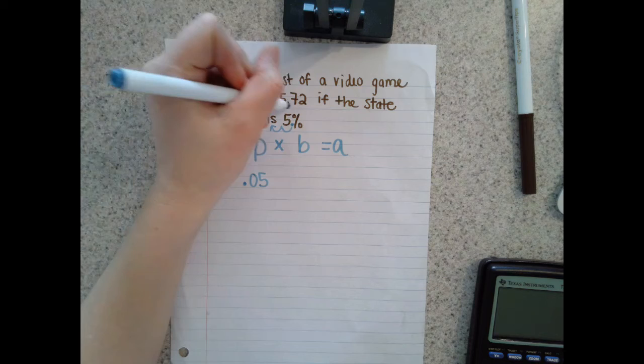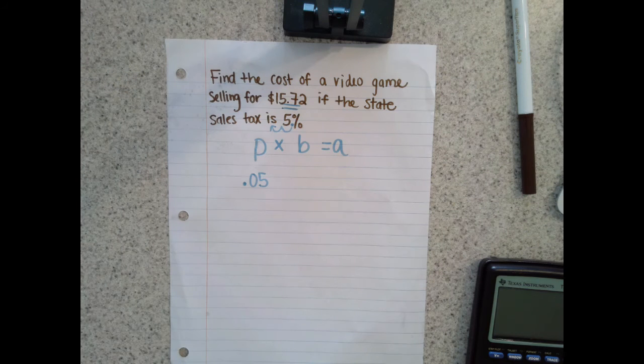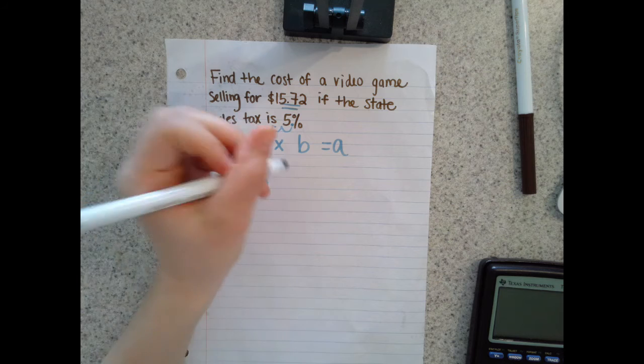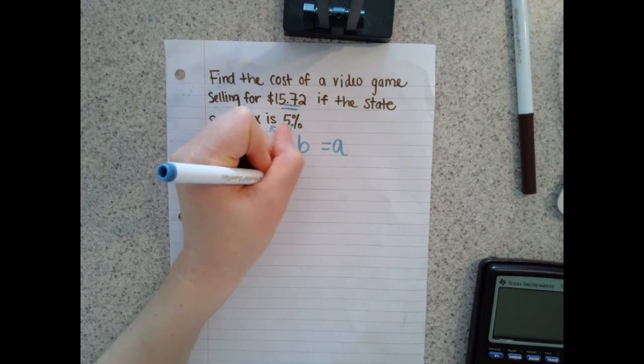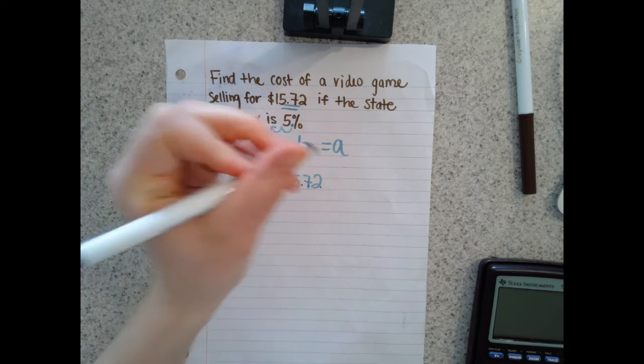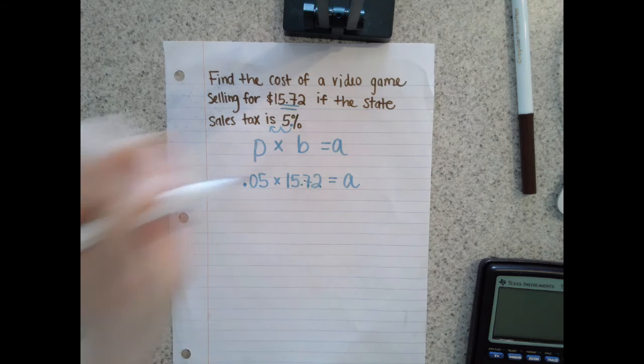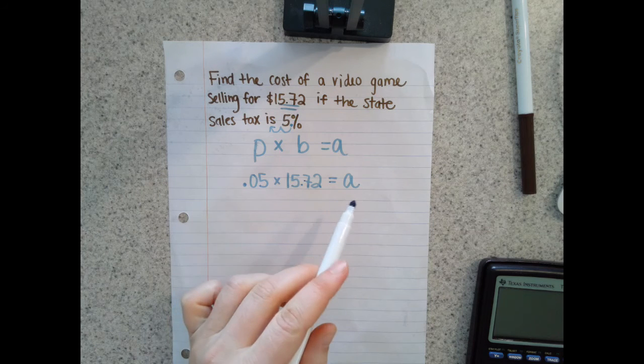The other number they give me in the problem is $15.72. Is $15.72 the total cost of the video game, or is that the sales tax on the video game? Well, $15.72 is the original total cost of the video game. That gets plugged in for base. Our unknown is the part, which in this case represents the sales tax.